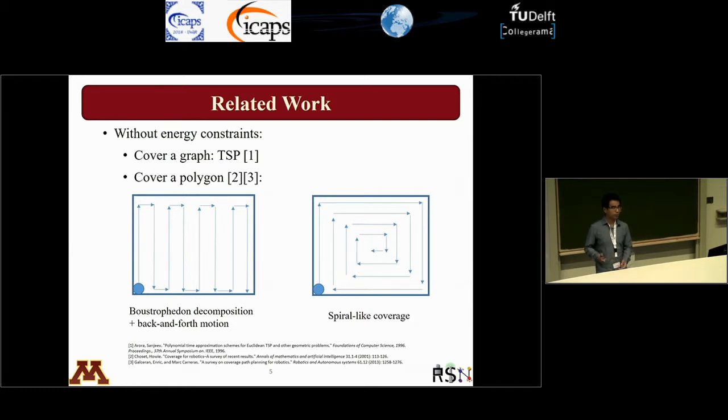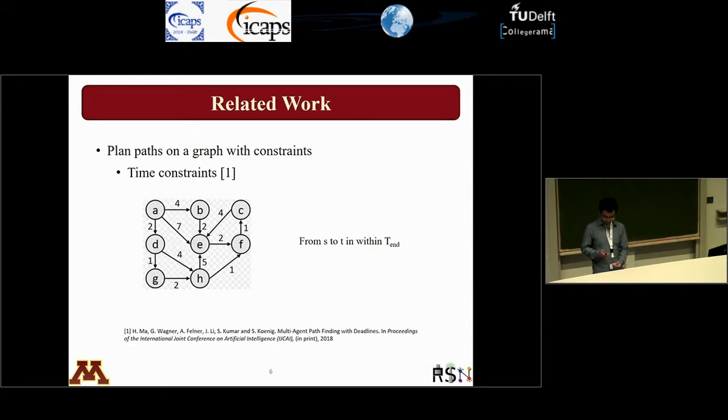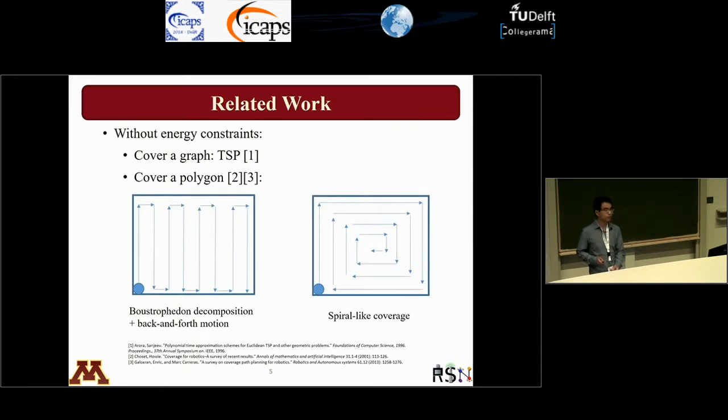This coverage path planning problem by itself is well studied in the literature. Depending on the representation of the environment, the goal could be either to cover a polygon or to cover a graph. Without energy constraints, covering a graph is the well-known traveling salesperson problem. And to cover a polygon without energy constraints, there are also several strategies in the literature, and here I listed two of them: one using a back and forth motion, and the other using a spiral-like path.